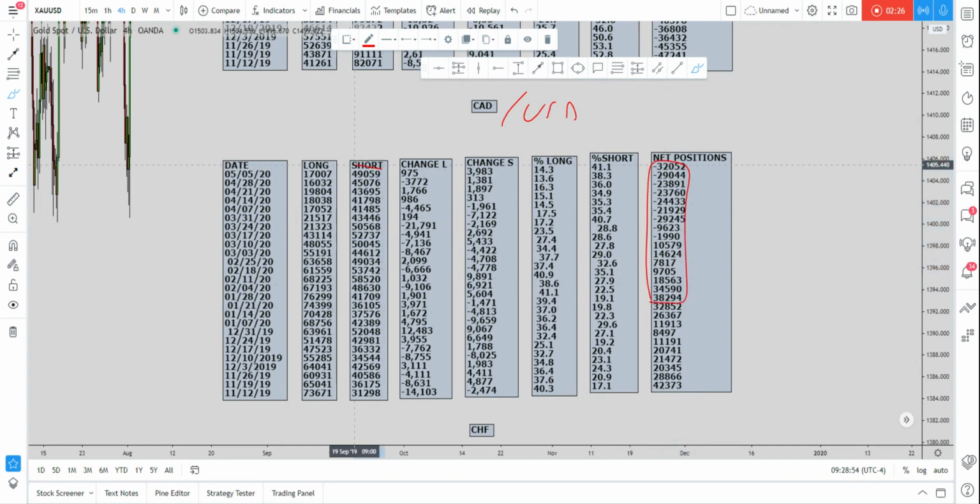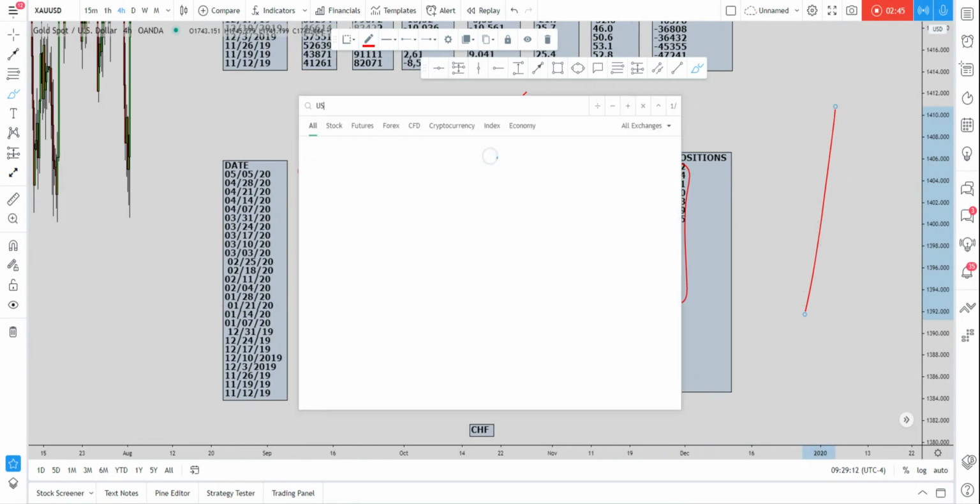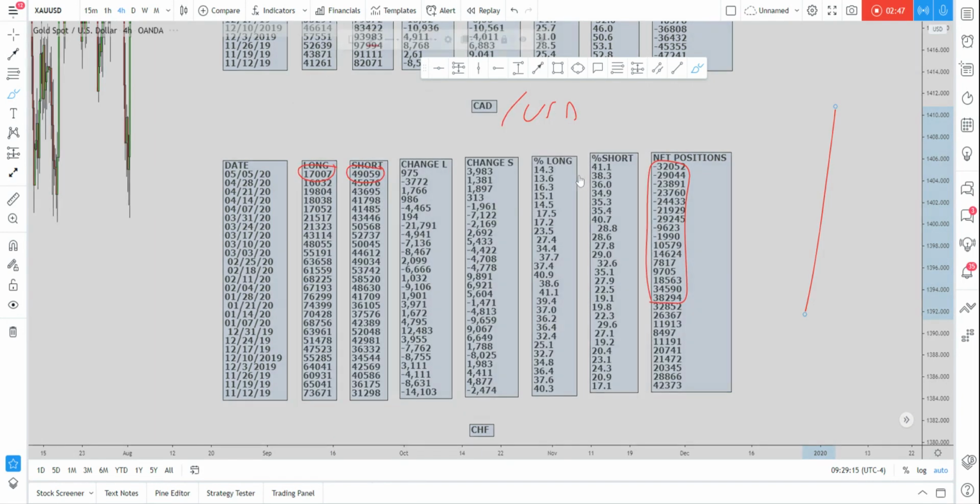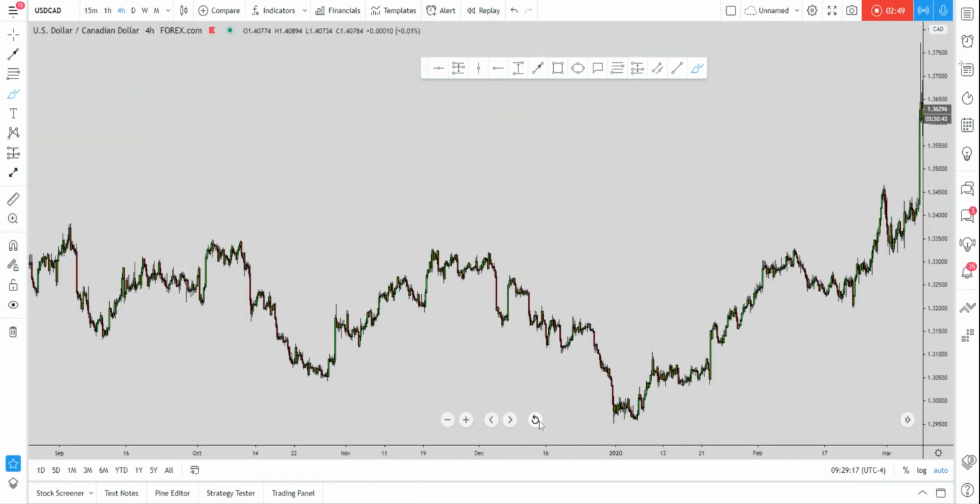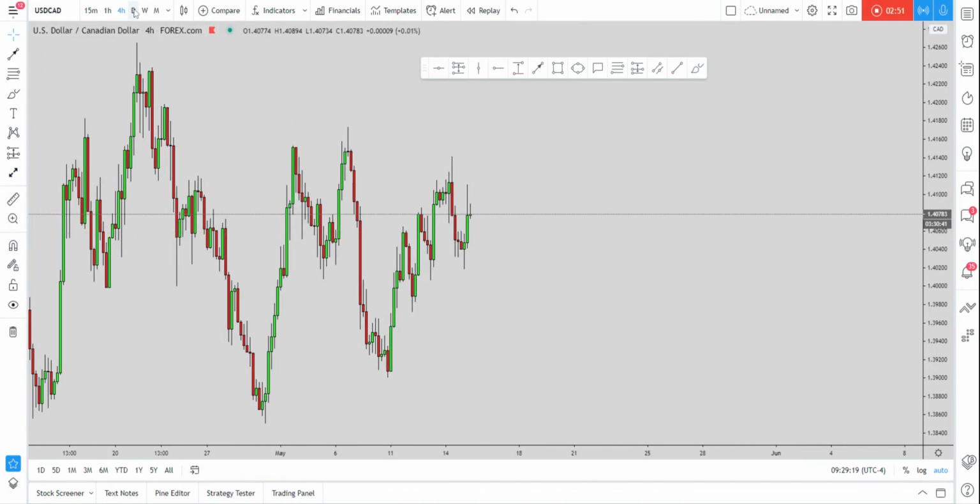In fact, what we can see is that from an institutional perspective, we have 49k shorts on the CAD and 17k longs on the CAD, in this case CAD USD. So meaning that if we want to check USD CAD, they are pretty bullish from an institutional perspective, they are pretty bullish on the USD CAD. So going back to the chart, sorry for that. Going back to the chart, what kind of situation do we have?